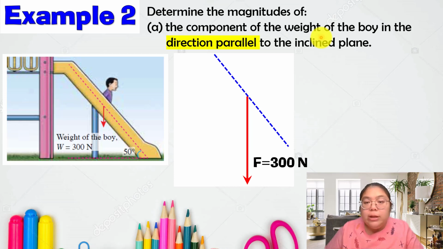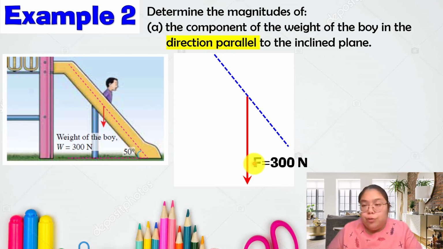The weight will create the component, because the weight is not a straight line. It is just like the anchor, inclined with the anchor. So this one is a plane, an inclined plane. The weight is acting downwards. Remember, the weight is always acting downwards. Now they need to find the component of the weight of the boy in the direction parallel with the inclined plane. Parallel means the same as this line direction.